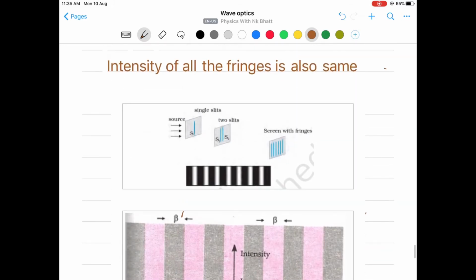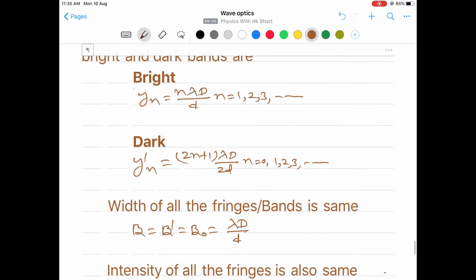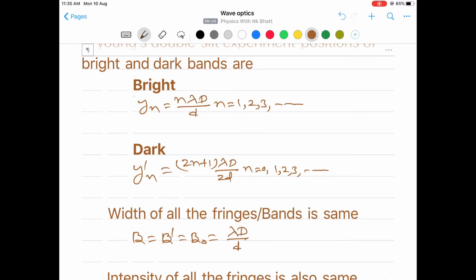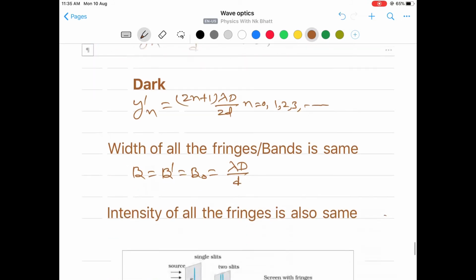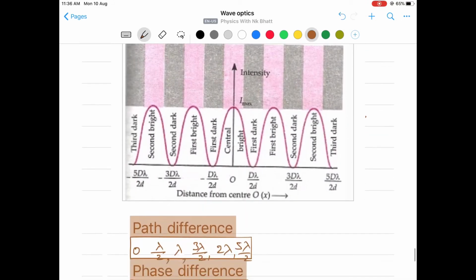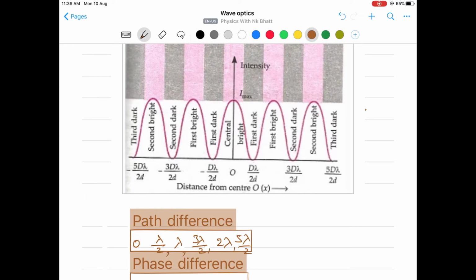Then it comes to the next bright fringe. The position of bright fringe is given by n lambda D upon d. If you put n is equal to 1, you will get the first bright fringe, and the first bright fringe will be lambda D upon d. So you can see here, it is lambda D upon d, between lambda D upon 2d and 3 lambda D upon 2d. This position would be lambda D upon d, and lambda D upon d is representing the bright fringe position. Then it comes to the second dark, 3 lambda D upon 2d.